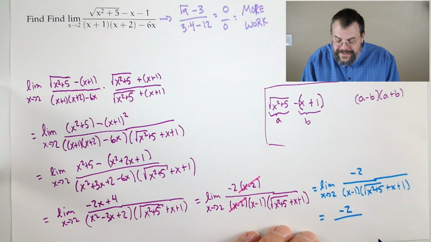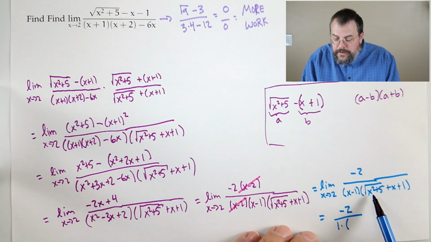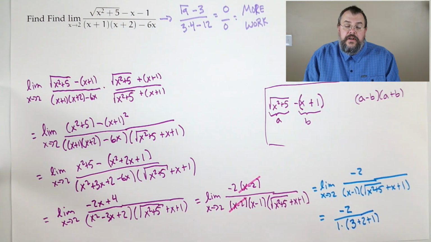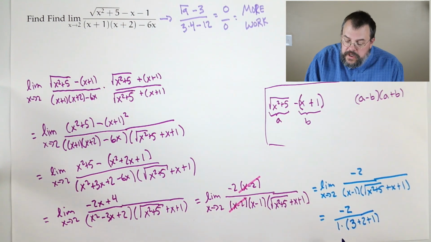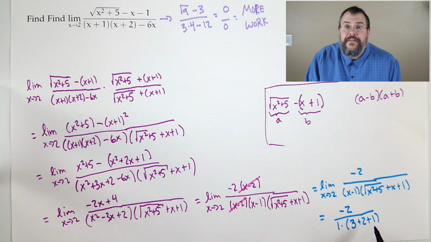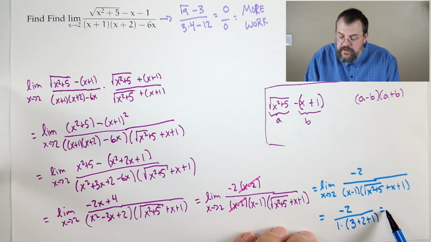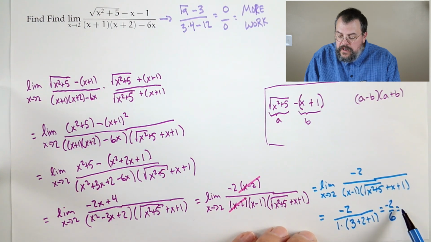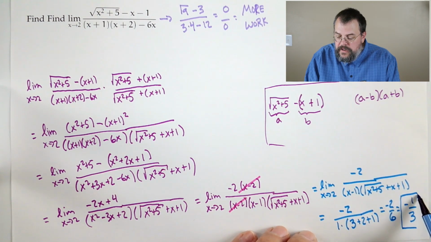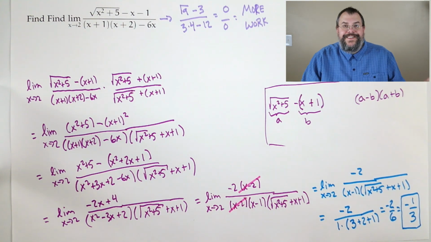So, negative 2 upstairs over, here we have 2 minus 1. That's 1. Times square root of 2 squared plus 5. Well, that would be square root of 9, which is 3 plus 2 plus 1. So that would be 1 times 6. Okay, so we end up with negative 2 over 6 or negative 1 over 3. And we're done.